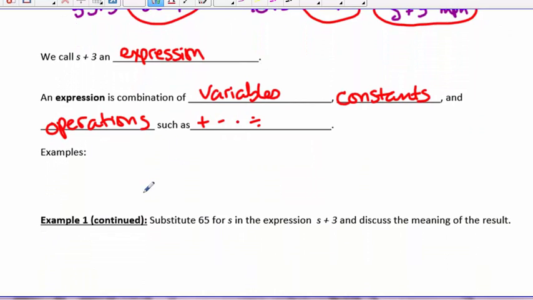Some examples of expressions are s plus 3, like we saw before, or x squared minus 9, or the square root of x plus 1. Square root is another one of the operations, so are exponents. So you might have something like something squared would be another operation.